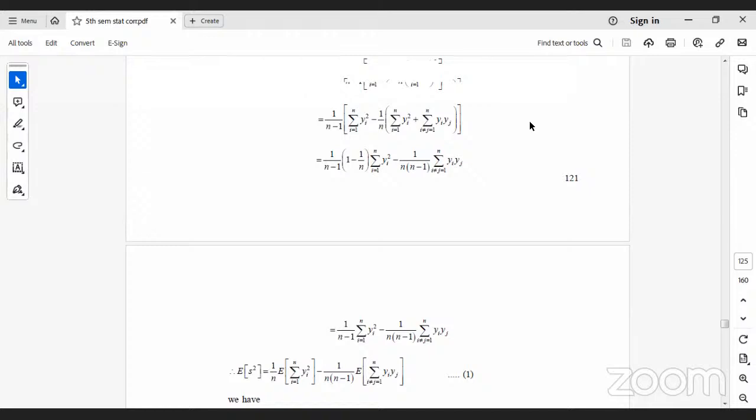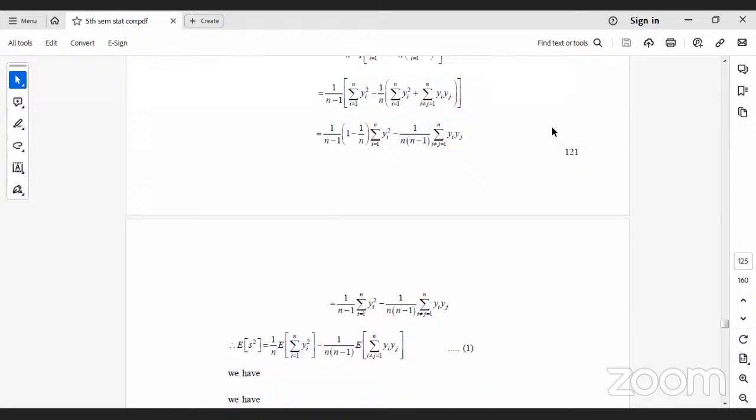The summation of yi² we write as it is. The 1 minus 1 by n gets removed here, so E of s² is equal to 1 by n E summation of i equal to 1 to n yi², minus 1 by n into n minus 1, E summation of i not equal to j, j equal to 1 to n, yi yj. That is equation number 1, we are taking here only.